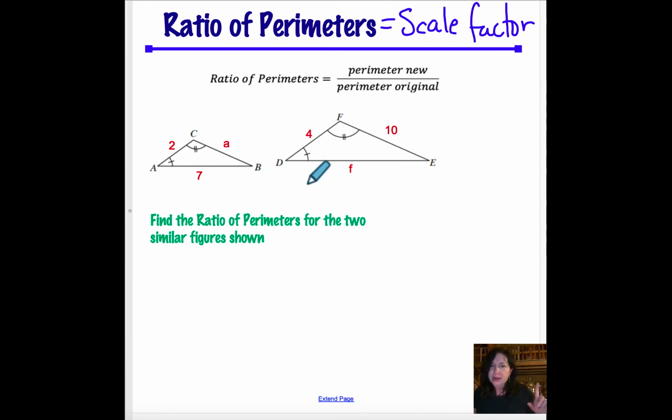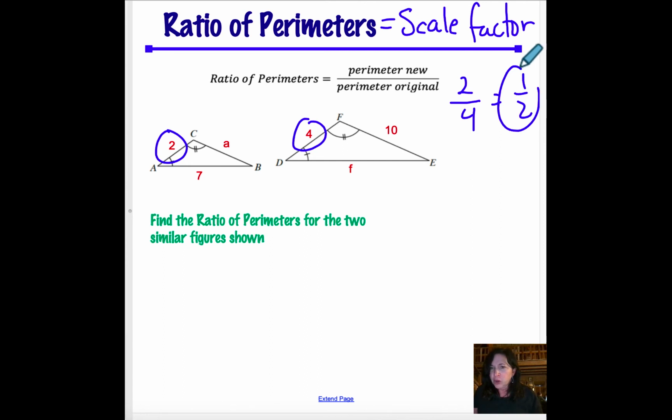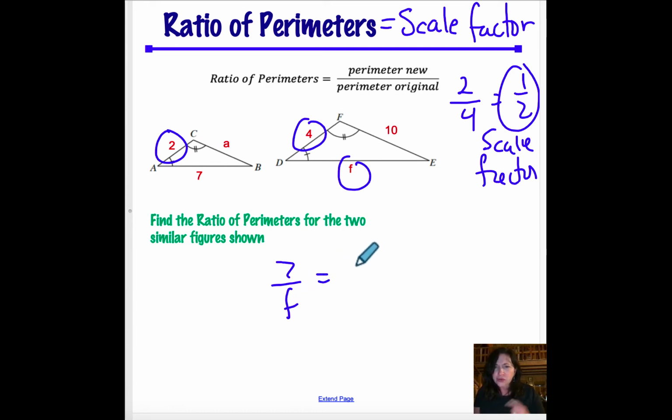So let's think about that in a minute. First, let's compare our 2 sides and find the scale factor. So we've got 2 is to 4. So small to large, 2 is to 4. And that's going to be 1/2. So I know my scale factor is 1/2. Let's find f. In order to find f, I'm going to go 7 is to f as 2 is to 4, which is 1 is to 2. Cross multiply, I get f equals 14. So I know that f right here is 14.